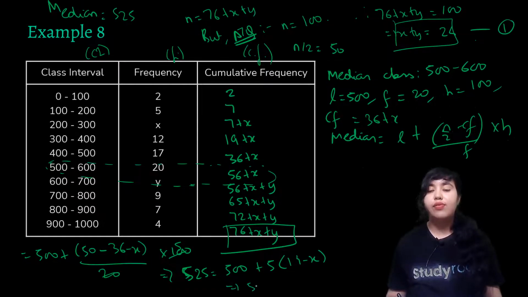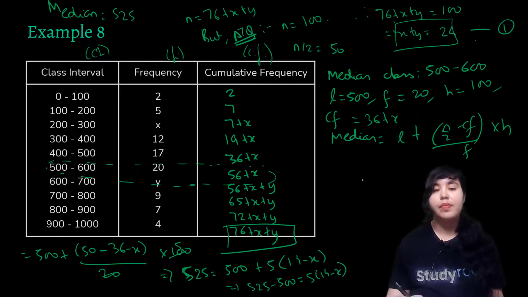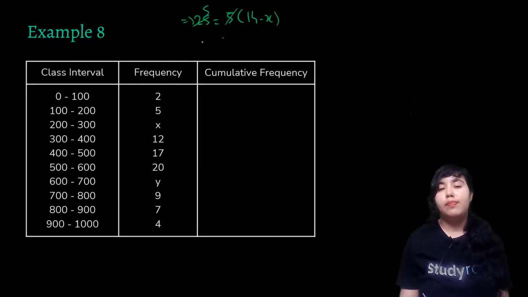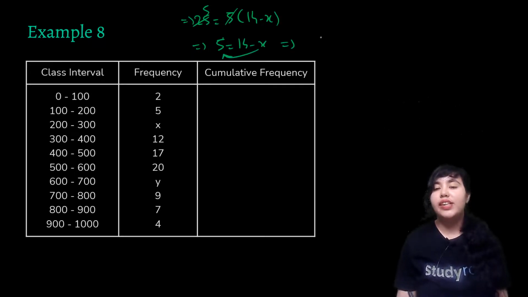So I can then say 525 minus 500 is equal to 5 into 14 minus x. So this is nothing but a simple linear equation in terms of one variable, that is x. So you will get 25 is equal to 5 into 14 minus x. So this goes like this. You will get 5 is equal to 14 minus x. Let me take this x on the LHS, so it becomes plus x. You will have 14 minus 5 here, 9. So we get x equal to 9.